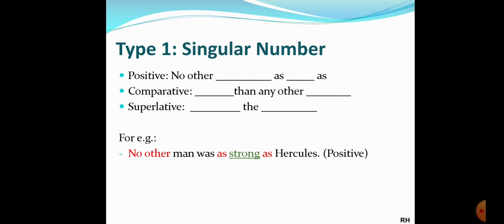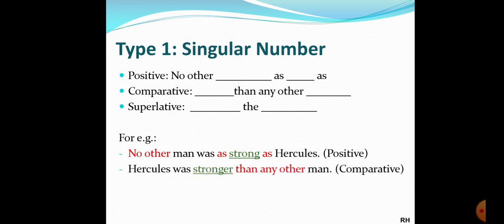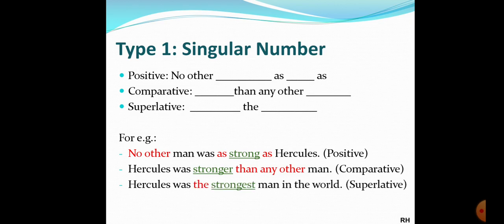So you will immediately change it into comparative like this. Hercules will come in the beginning, as I said earlier. Hercules was stronger than any other man. Strong will become stronger, and then you can see I've used "than any other", which I've highlighted. Okay, this is your comparative. Then when you want to change it into superlative: Hercules was the strongest man in the world. You can see strong, stronger, strongest, and the words which are required are highlighted in red color. Great. So this is your type 1.